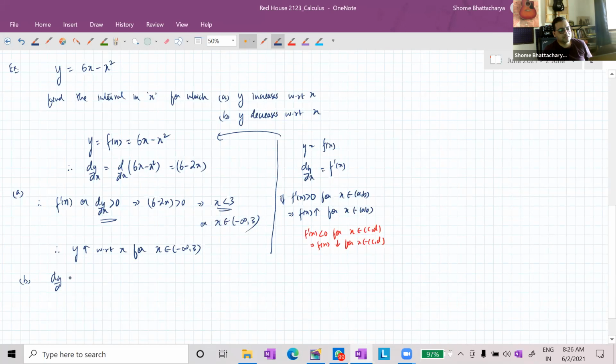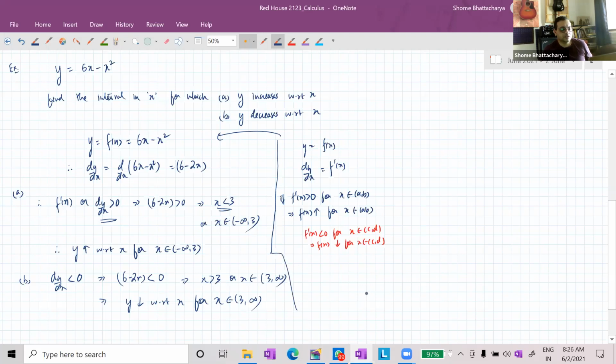dy by dx is less than 0 implies that 6 minus 2x is less than 0, implies that x should be greater than 3, or x belongs to the interval 3 to infinity. So therefore that now tells us that y is decreasing with respect to x for the interval x being greater than 3 or going from 3 to infinity.